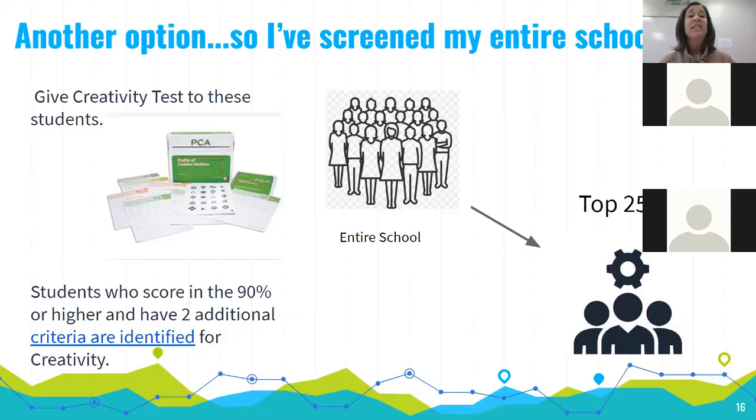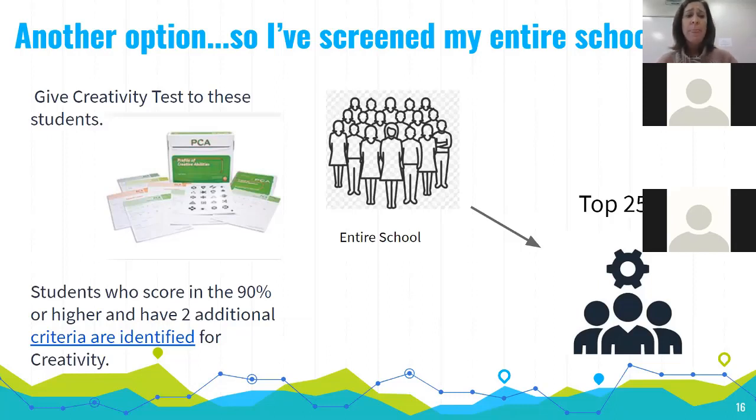So what does that mean? How that would look is you would screen the entire school. So again, I would give them the 5 arms test or the Torrance test. And from there, you've got your top 25 to 30% of students who passed the initial screener. You would then give them the PCA. I will say the PCA comes with reproducibles, explicit directions on how to administer and score it. We have a copy here in the Gifted Office, so if anyone is interested in discussing this, you could reach out to me via email, and we can happily chat.